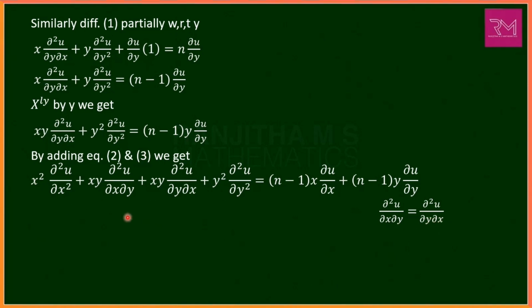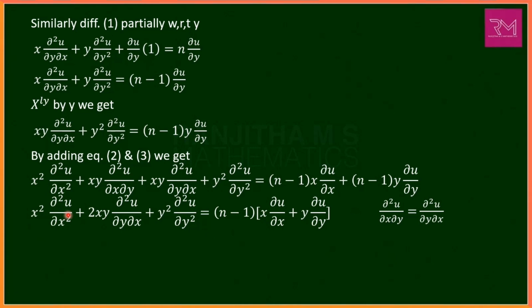We studied this previously. So substituting that value here, we get x squared into ∂²u/∂x² plus 2xy, that is xy into ∂²u/∂x∂y, we can write it as ∂²u/∂y∂x. So if we add these two terms, we get 2xy into ∂²u/∂y∂x plus y squared into ∂²u/∂y², which is equal to, on the right hand side, if you take (n minus 1) as common, we get (n minus 1) into x into ∂u/∂x plus y into ∂u/∂y.